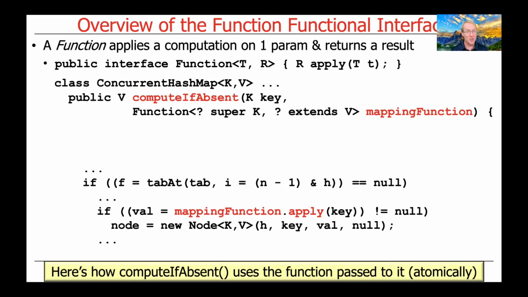That, of course, is a function using the Function functional interface. And at the appropriate part in the implementation of computeIfAbsent, if we don't find a value that's associated with the key, then the mapping function's apply method is called in order to compute the value that's associated with the key, and that then gets added to the map.